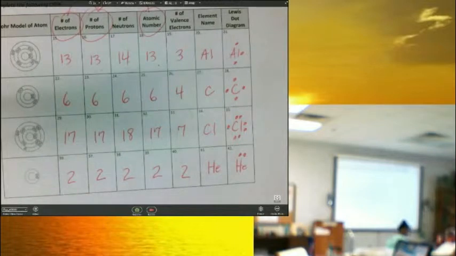Which one of these over here, which particle gives you the element's identity? The proton. Yes. The identity is from the protons. To get the mass, what do you add together?